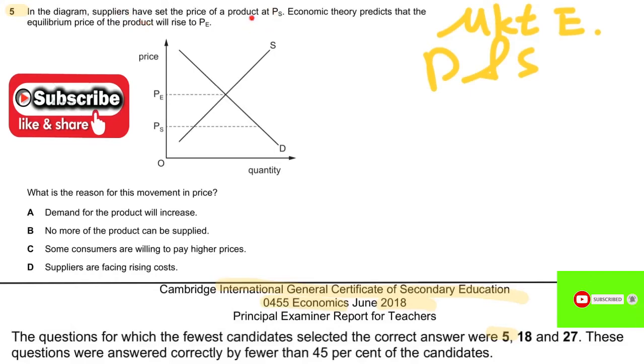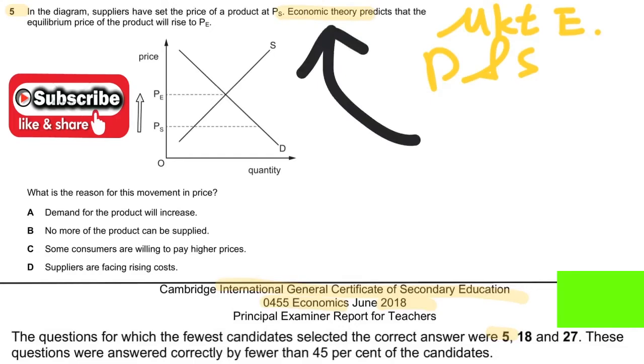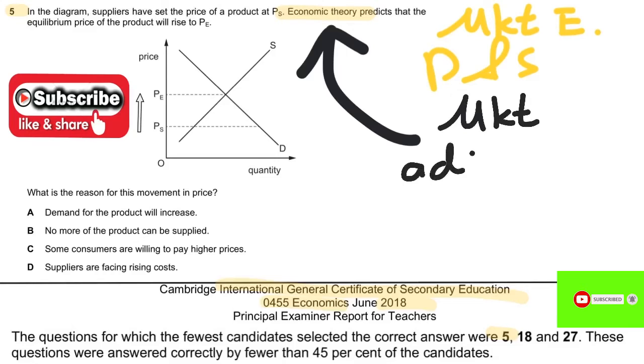At first, the supplier sets the price at PS, and the theory would predict that the price would rise from PS to PE. Then we need to pick the correct option to explain why the price would shift upward like this. I would say this economic theory is called market adjustment.